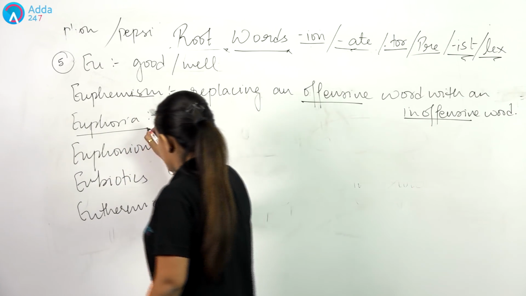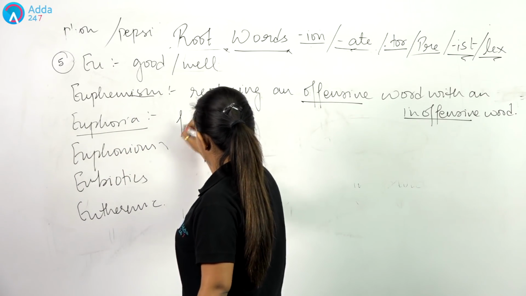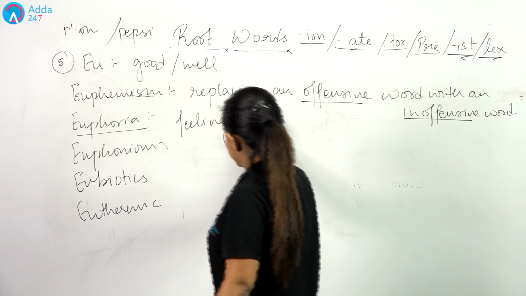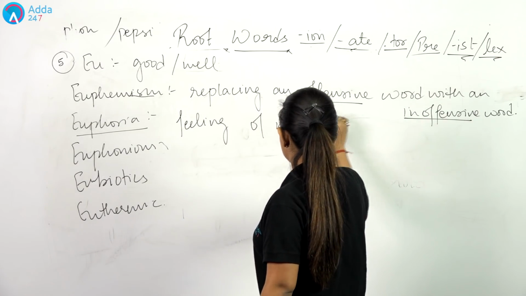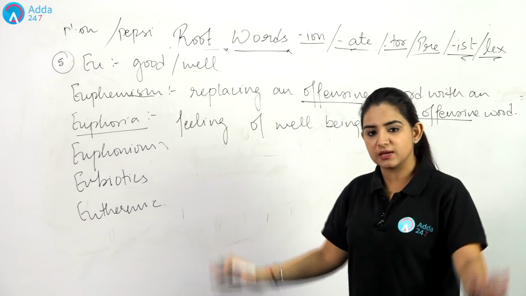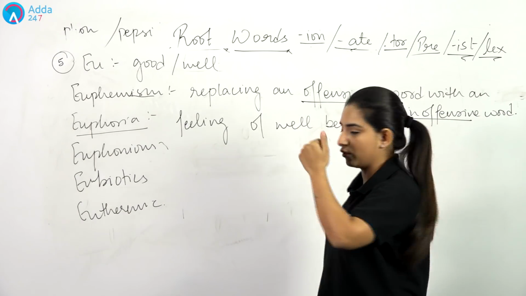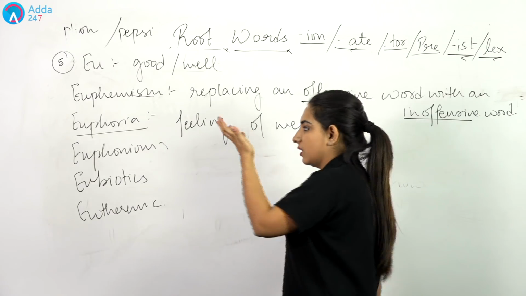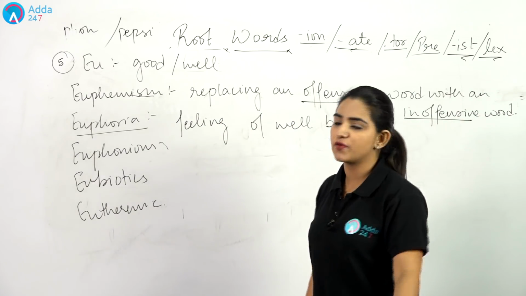Next is euphoria. Euphoria means feeling of well-being. When you feel relaxed, when you feel good about something, that is when you have a feeling of euphoria, right?